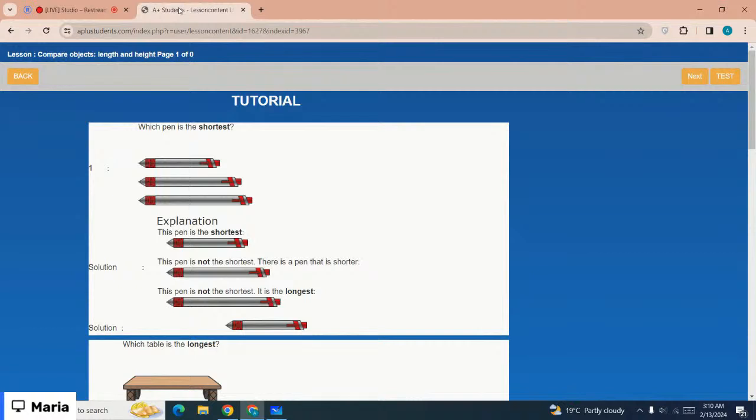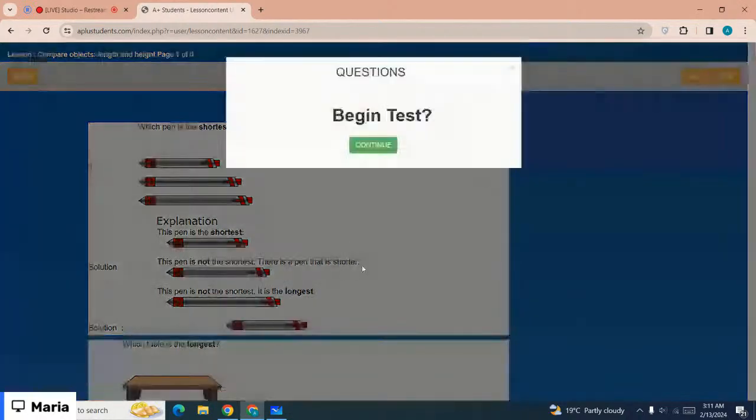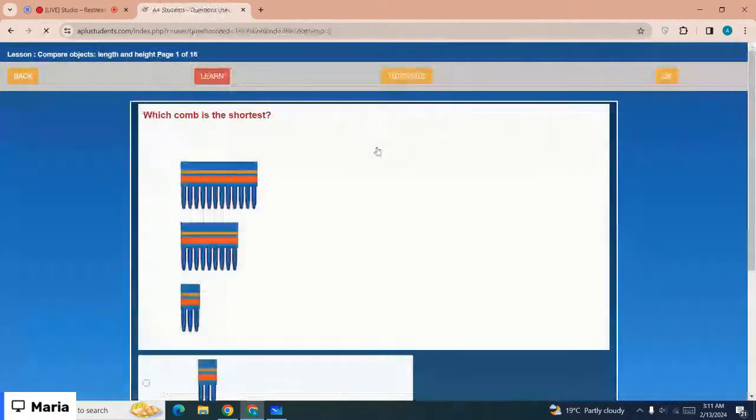You are given three of the pens, you need to find the shortest one, right? So basically you have to look for their length, right? So the first one is the shortest one, right? Let's just start with the test questions. So basically you have to compare the length and height here, right?